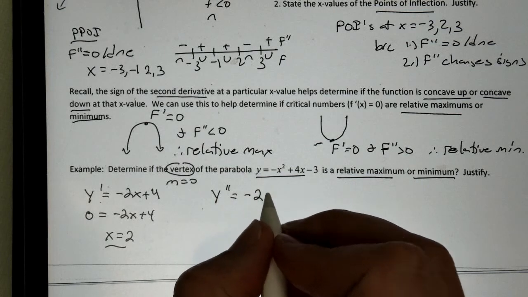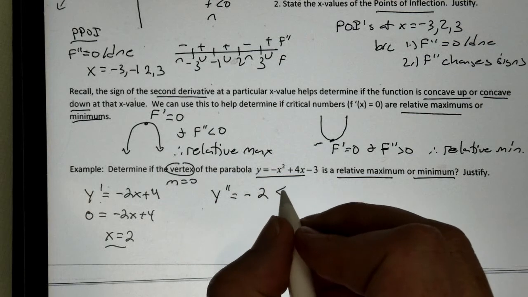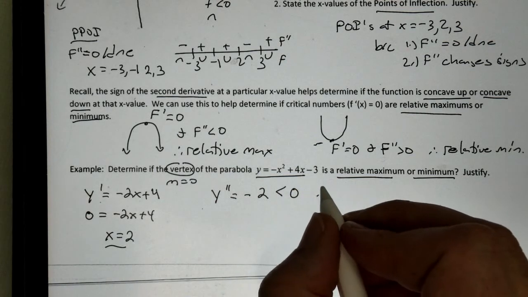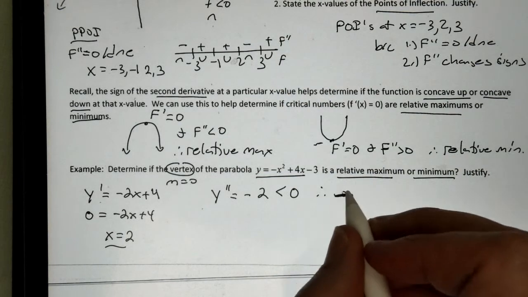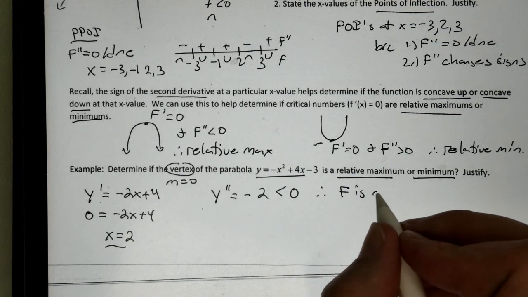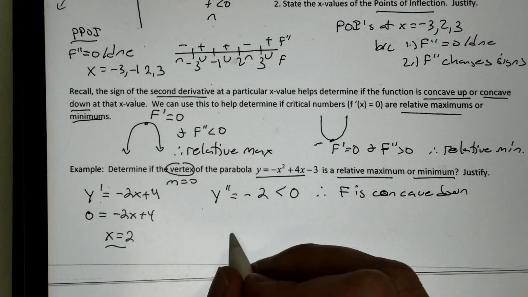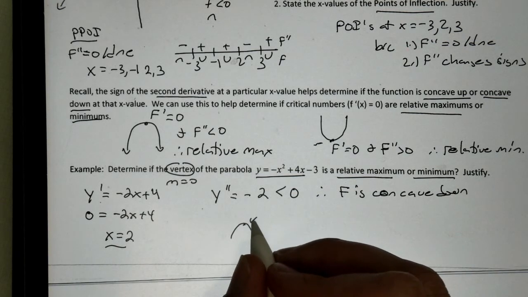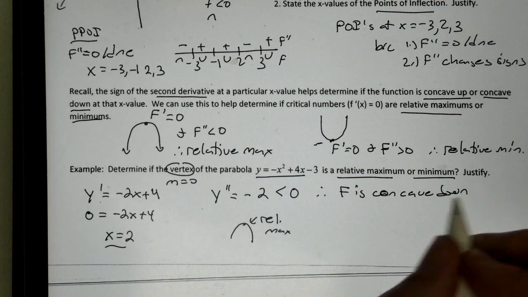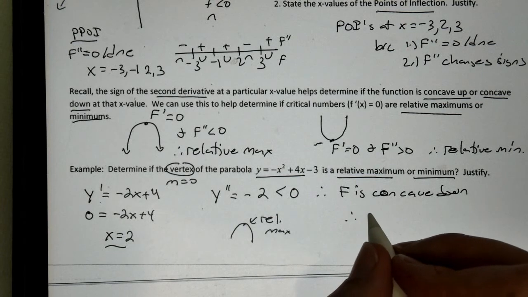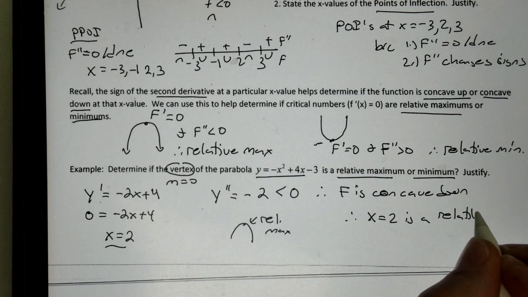And if you notice, the second derivative is negative 2. So it doesn't matter where we plug it in, it's always going to be negative, which is always less than 0. So that's telling us that this function is concave down. Therefore, we should say f is concave down here. So if I know something is concave down, this has to be a relative maximum. And that's what we're going to say. F is concave down. Therefore, the vertex x equals 2 is a relative maximum.